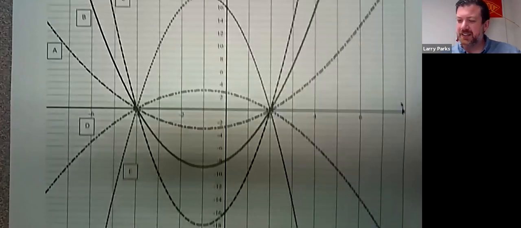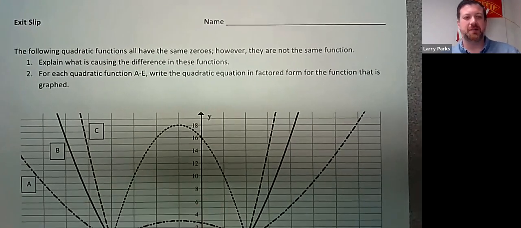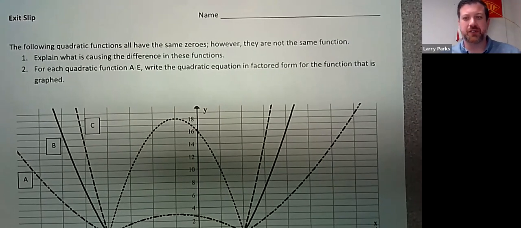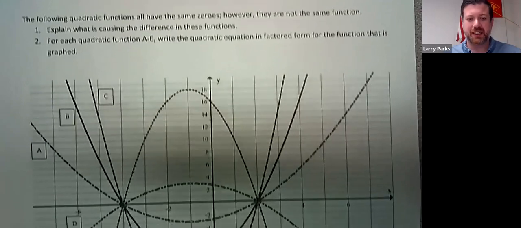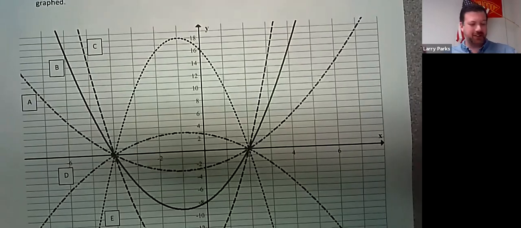And so in your practice, for each function A through E, write the quadratic equation in factored form that is graphed. Okay. So I highly encourage that you check your answer on Desmos and don't get confused like I did looking at the wrong one. So when you're done, type it all in and just make sure you have the same picture. But that's all I have for today.